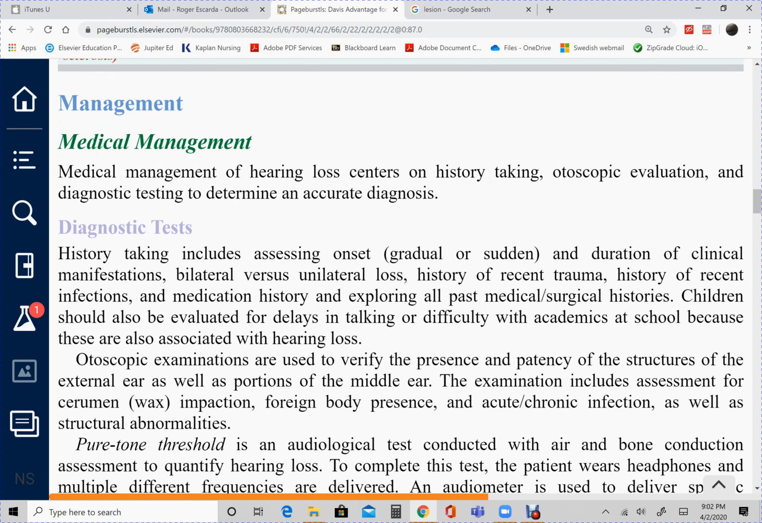Actually, both of them can't hear, so they end up fighting all the time. Medical management, the treatment really depends on the cause, whether it's conductive, sensory, or sensorineural in nature.